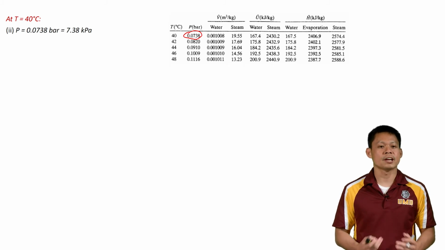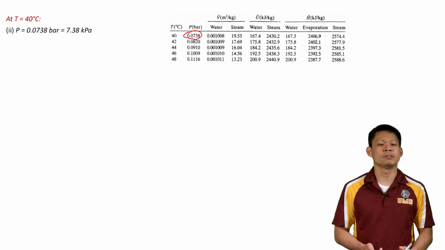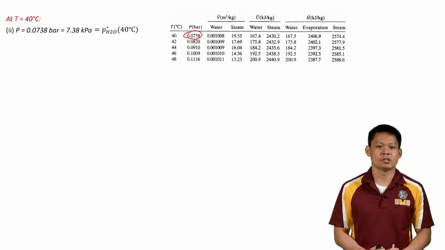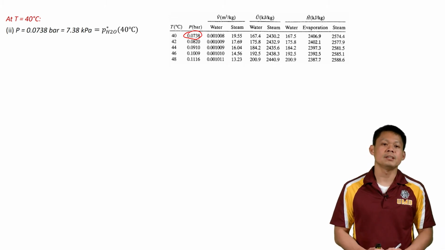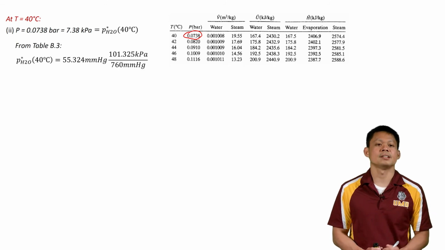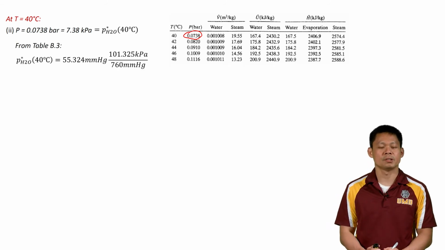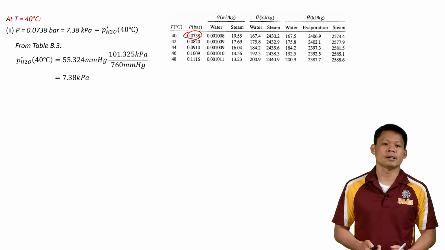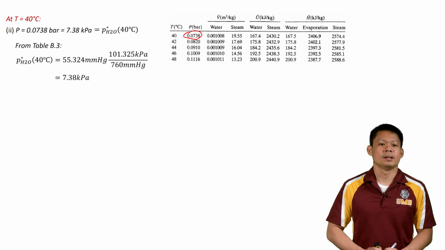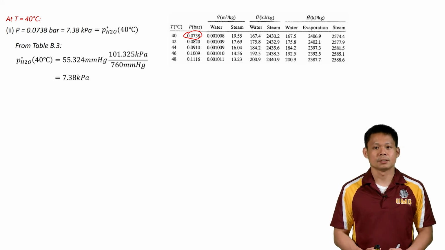And what is that pressure? That pressure is the saturated vapor pressure or the pure component vapor pressure, P star, that we have learned earlier in one of the earlier chapters. So this is essentially P star at 40 degrees C. Where can we double check this value? We have been looking up P star values in table B3. So if you look that up, you can see there's 55.324 millimeters of mercury. Convert it to kilopascals, and you'll see that it is indeed consistent with this table, and we get 7.38 kilopascals.